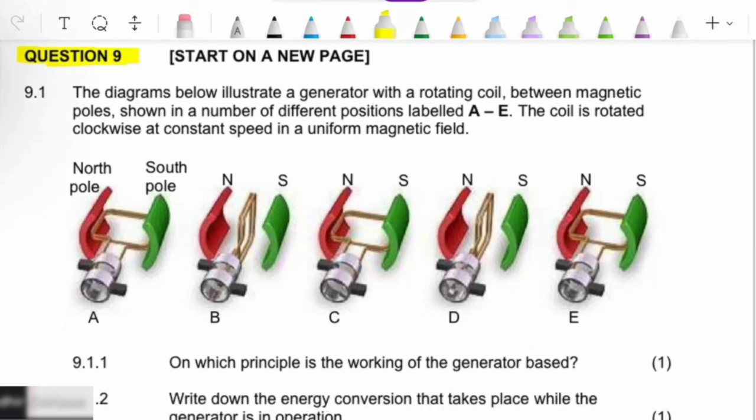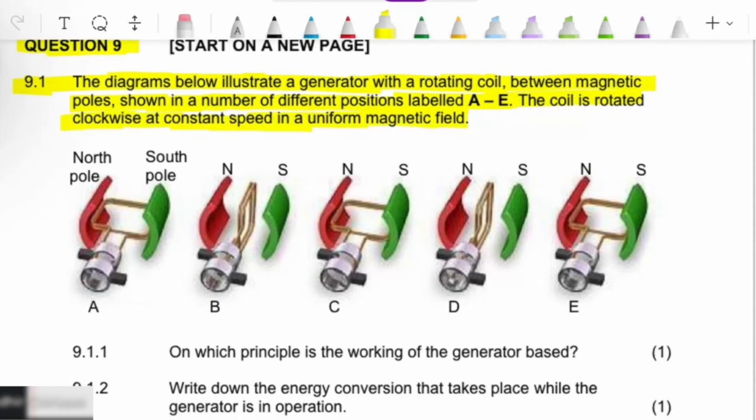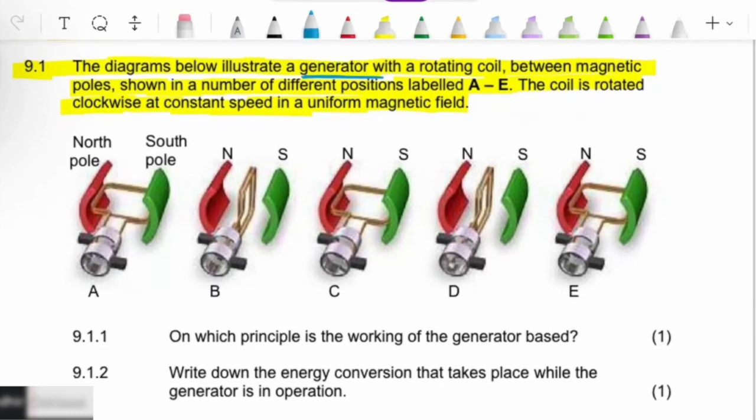Question 9, it says, the diagrams below illustrate a generator with a rotating coil between magnetic poles shown in a number of different positions labeled A to E. Fine. It says the coil is rotated clockwise at a speed in a uniform magnetic field. Fine. And we know it's a generator, so we know it's the right-hand rule.